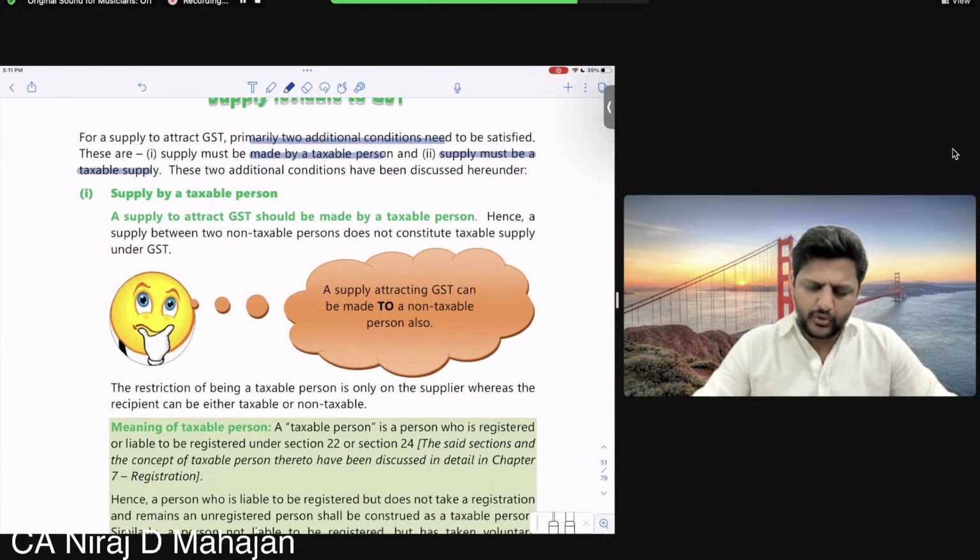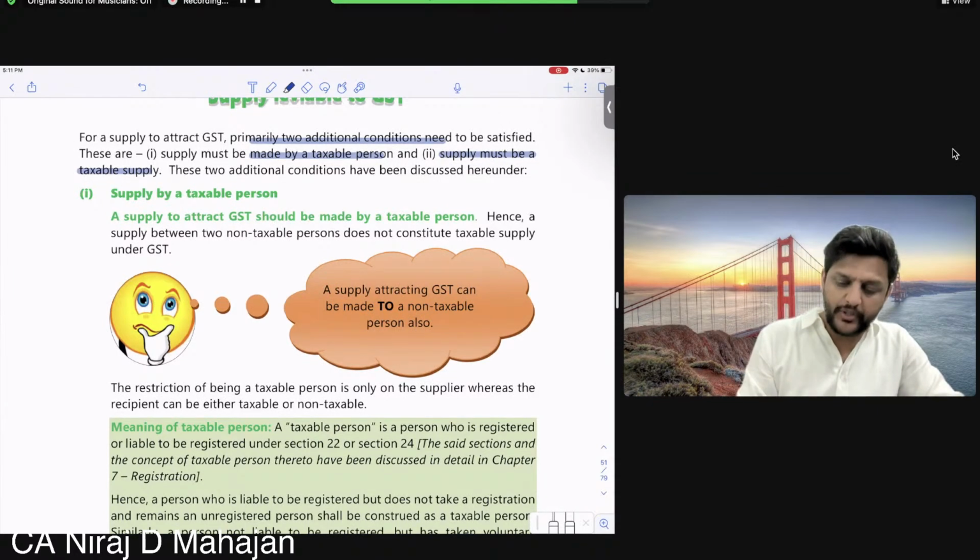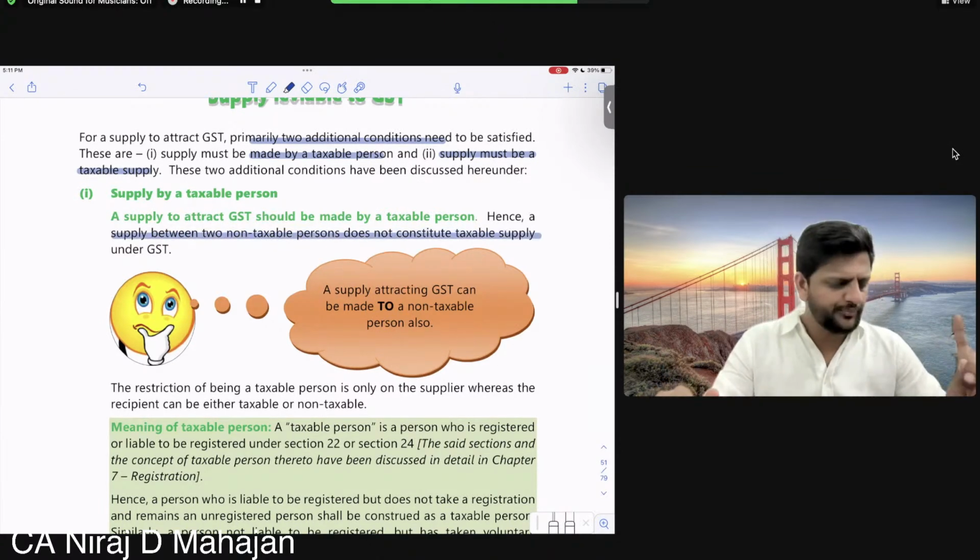A supply to attract GST should be made by a taxable person. Hence, pay attention, supply between two non-taxable persons does not constitute a taxable supply. Means what? Unregistered to unregistered.